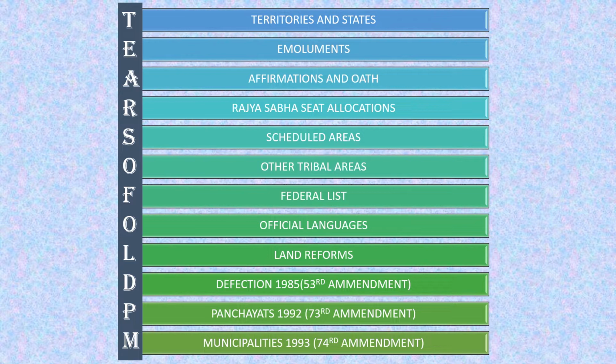T represents territories and states, E represents emoluments, A represents affirmations and oath, R represents Rajya Sabha seat allocations, S represents scheduled areas, O represents other tribal areas, F represents federalist, O official languages, L land reforms, D defection, P panchayats, M municipalities.